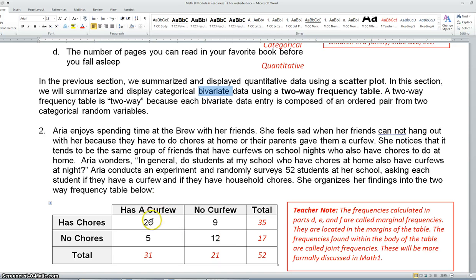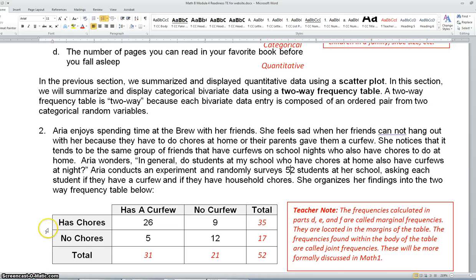Now let's go down the column. You have 26 who have a curfew who have chores, 5 who have a curfew and no chores, for a total of 31. Again, just add these numbers. And the same here for no curfew. 9 that have chores and 12 that don't with no curfew, together that's 21. And then this row and this column should both equal the same number. 31 plus 21 is 52, and 35 and 17 is also 52. Okay? And that always has to work in order for this two-way frequency table to be correct. The columns should add up and the rows should add up. Okay? So again, here's that 52 students that we started with right here, 52.